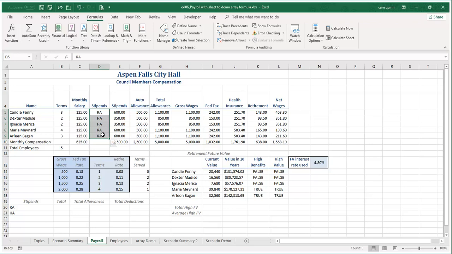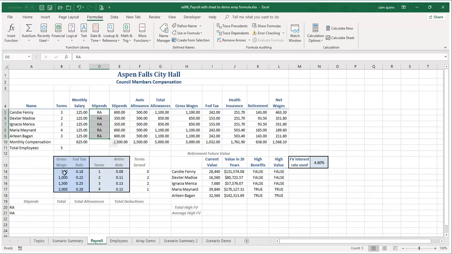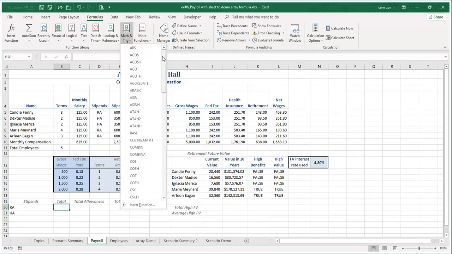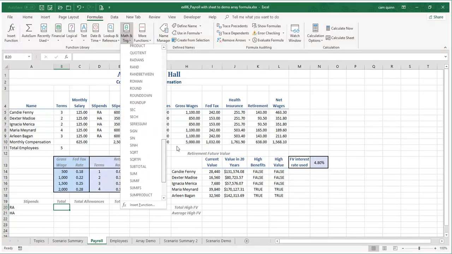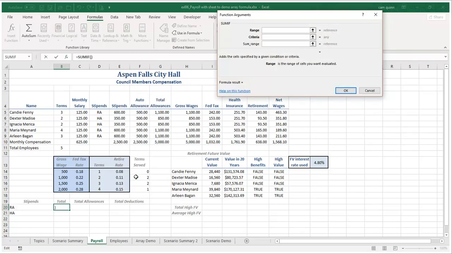Okay, so I'm going to go back, and I think SUMIF is in math functions. Yep, there's SUMIF. So again, it's saying range and criteria. The range is, where am I looking? I'm looking here. What am I looking for? Oh, and I have to make that an absolute reference. No, I don't, because I'm not going to be copying it. Yeah, actually I can make that an absolute reference.